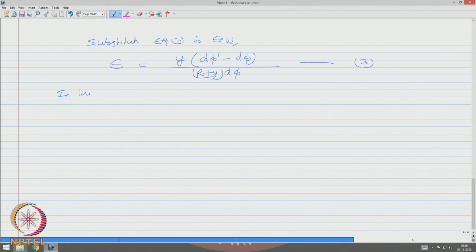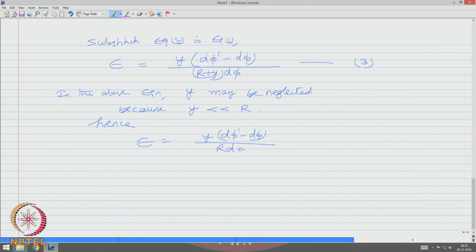In the above equation, y may be neglected because y will be very small compared to r. Hence, strain is now y of d phi dash minus d phi by simply r d phi. I call this equation number 4.